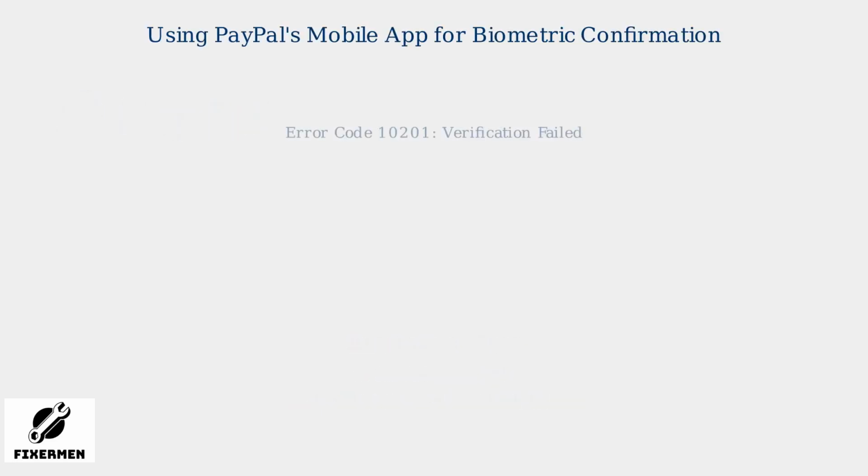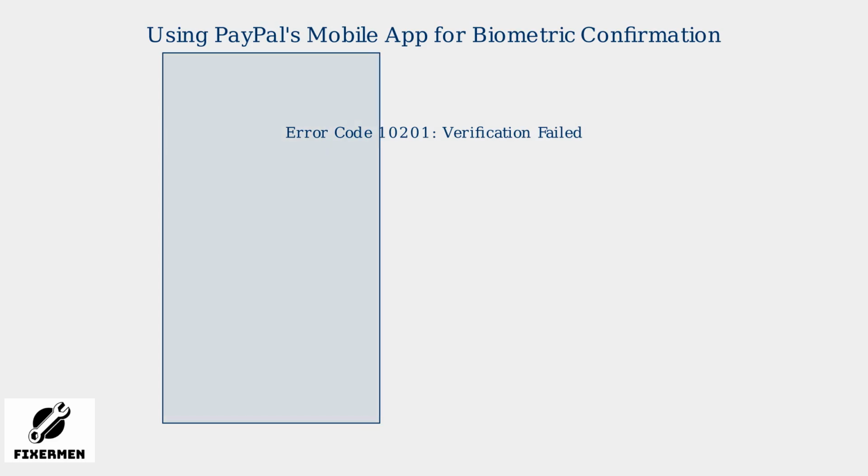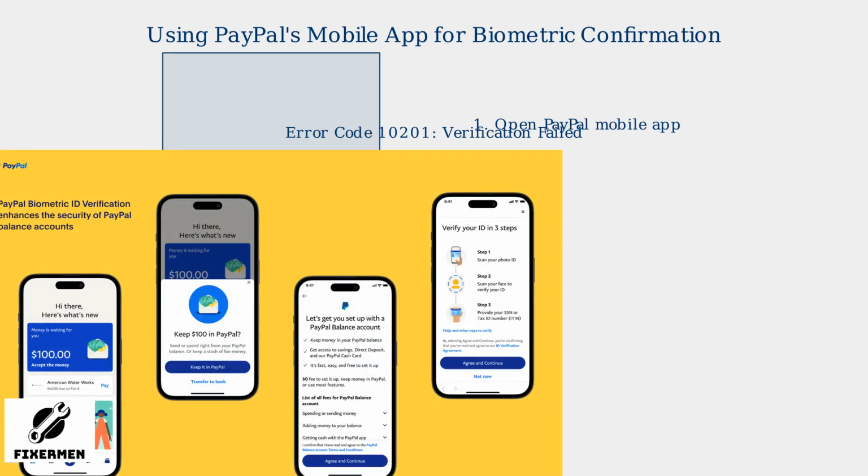PayPal's mobile app offers an easier verification process through biometric authentication, such as fingerprint or facial recognition. When encountering verification issues, open the app to confirm your identity securely. First, open the PayPal mobile app on your device. The app provides a streamlined interface for transactions and verifications.